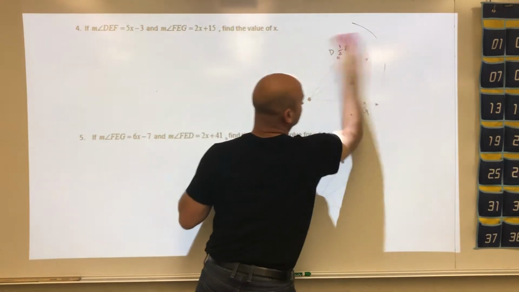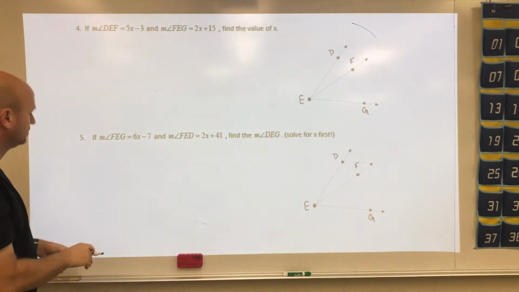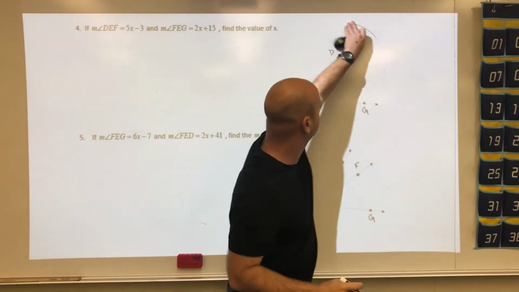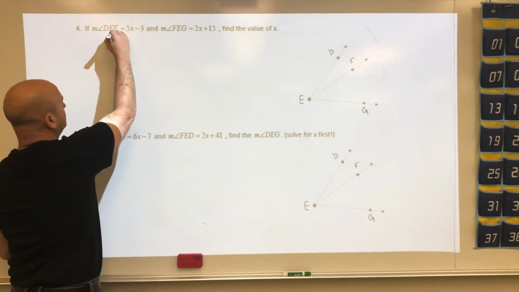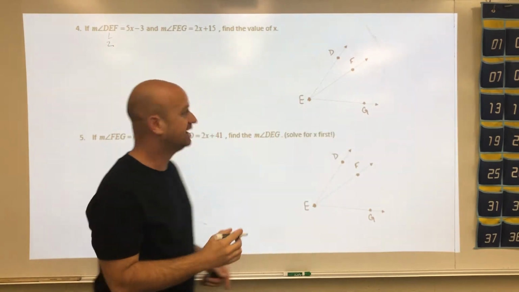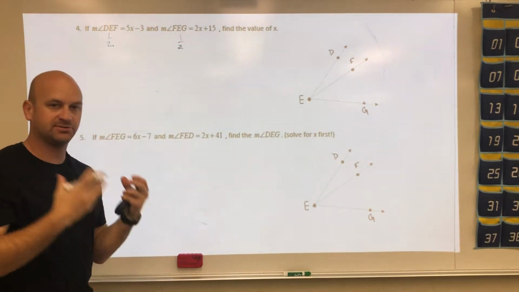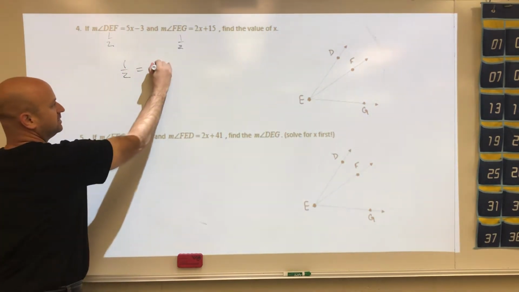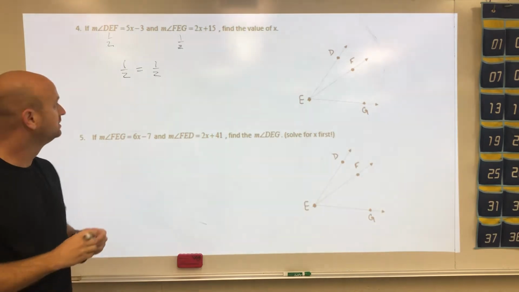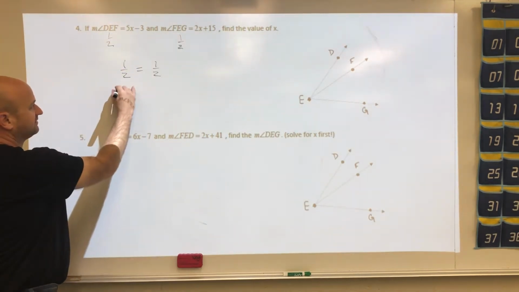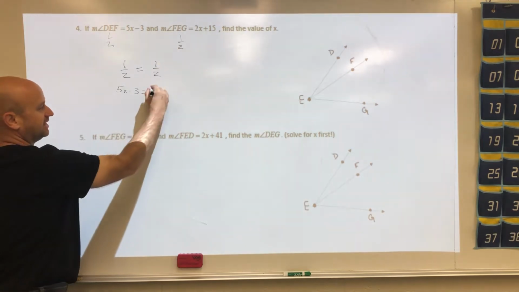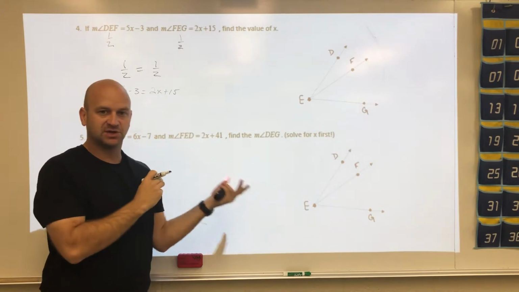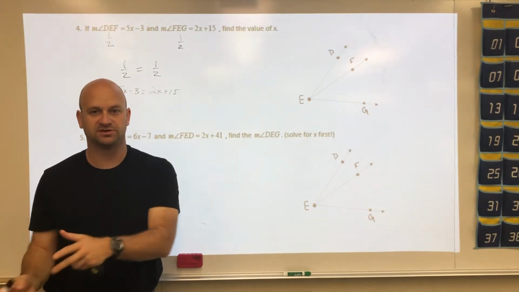We're going to do the same step of identifying half and whole. So here on problem 4, DEF, so we trace DEF here, okay, is a half angle. FEG is a half angle. So what is true about both half angles? They're going to be equal to each other. So in this case, the half angle would equal the other half angle. So this half angle is 5x minus 3, and then that half angle is 2x plus 15. Again, why are they equal to each other? Because it's an angle bisector, the one half has to equal the other.